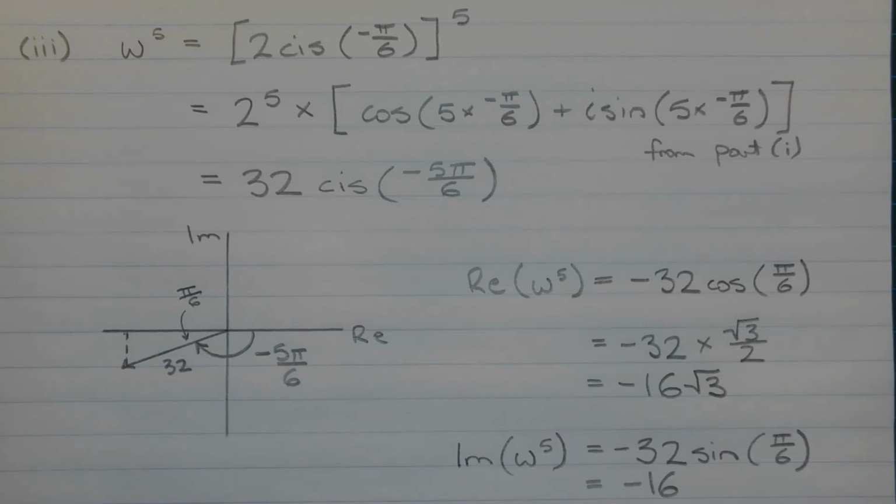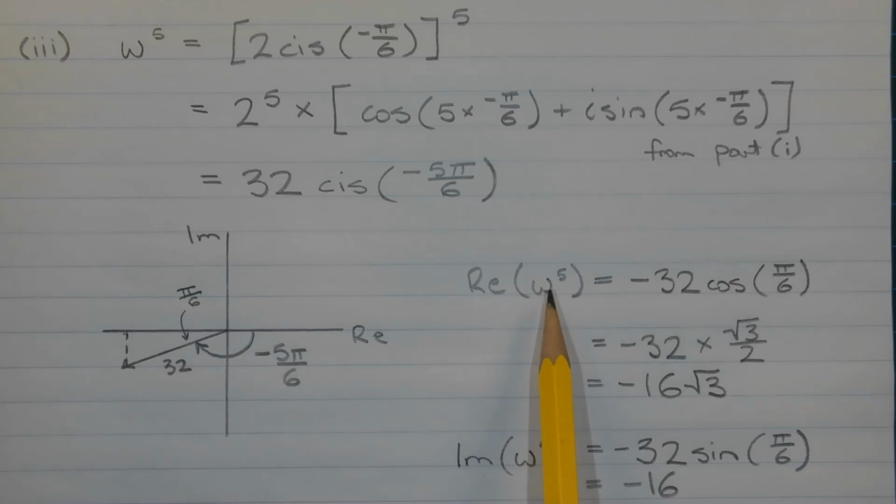Now to express it in rectangular or Cartesian form, I've drawn an Argand diagram and I've expressed 32 cis(−5π/6) as this ray here, which has a length or a modulus of 32. Its argument is negative 5π over 6. So I've formed a right angled triangle in quadrant 3. We need to take that into account. And the internal angle in this triangle is π over 6. So the real component is going to be negative and the imaginary component will be negative as well.